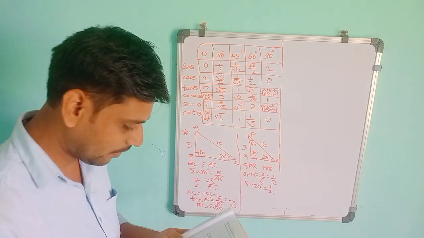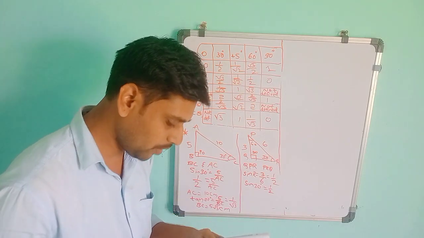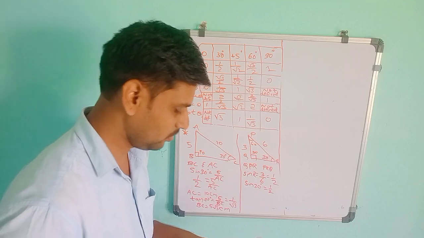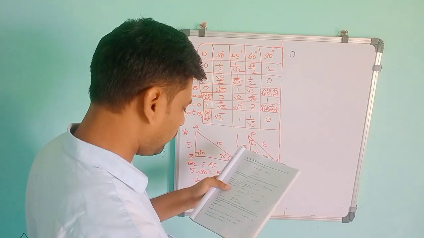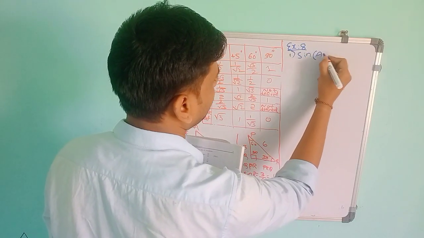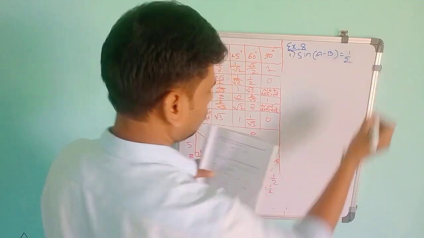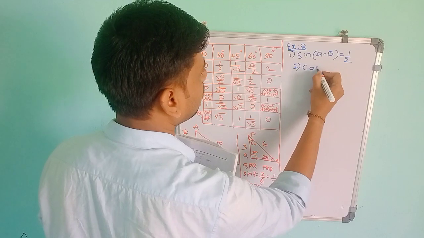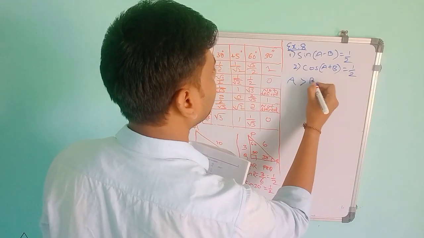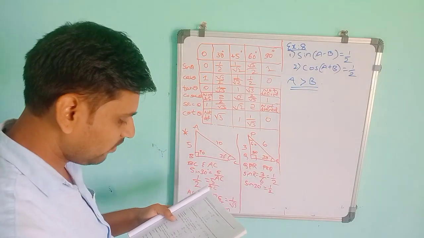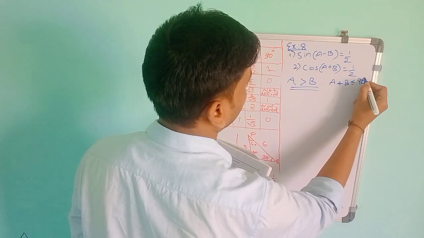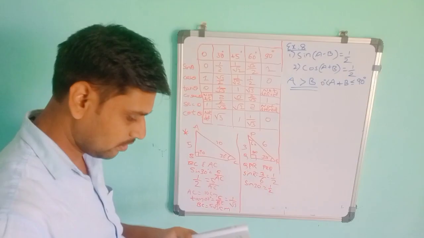Next, in that last example they gave sin(a minus b) equal to 1 by 2, cos(a plus b) equal to 1 by 2, and 0 degree less than a plus b less than 90 degree, and a is greater than b. Then find a and b. So take the first one, example number 8. In that they gave sin(a minus b) equal to 1 by 2, then cos(a plus b) equal to 1 by 2, and the condition a is greater than b is also included. Then a plus b is lesser than 90, it is 0 degree lesser than a plus b lesser than 90. Then find out a and b.